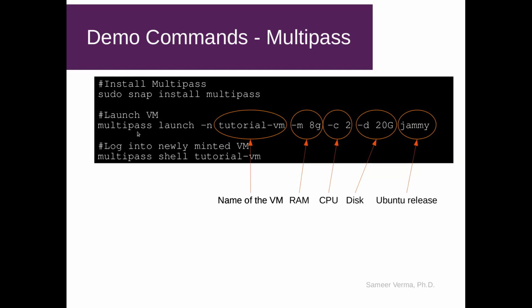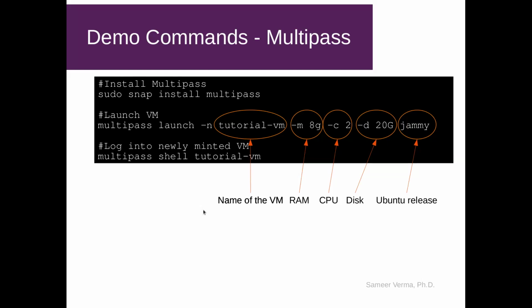And then I would launch a virtual machine with a name. I'll call it tutorial VM. The RAM we want here is 8 gigs. The CPUs we want are 2, so if there are 8 cores, I'm using 2 cores. Disk, I want 20 gigs. And the release of Ubuntu that I'm using here is called Jammy. I could use some other release as well, right?